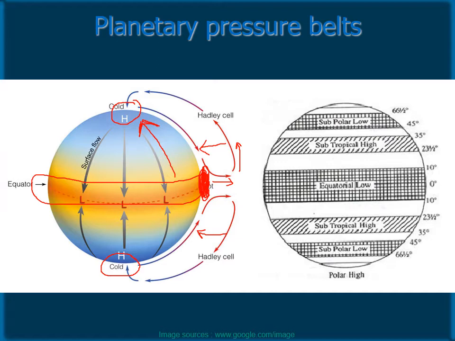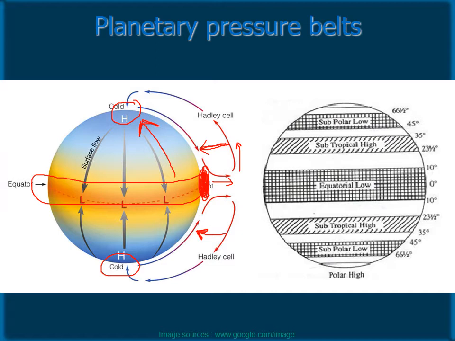So the gas molecules gradually emit the energy, and they will not get any further energy from the terrestrial radiation. So gradually they become cooler and cooler, and ultimately they will sink or subside near the 30 degree north and 30 degree south latitude. Due to this subsidence, the gas molecules at this latitude will be contracted, more compressed. So there exists a high pressure belt, which is known as subtropical or tropical high pressure belt.